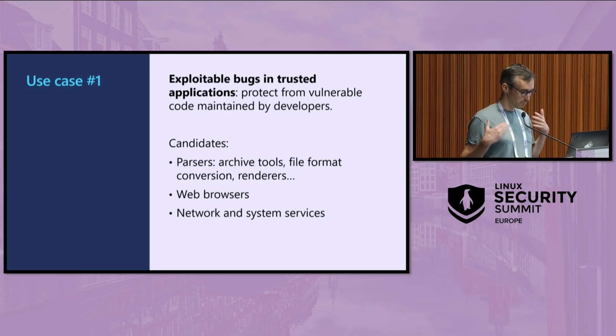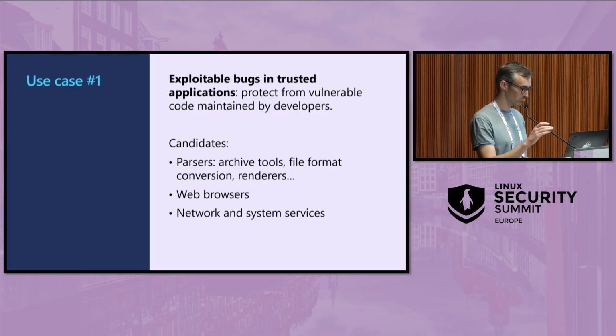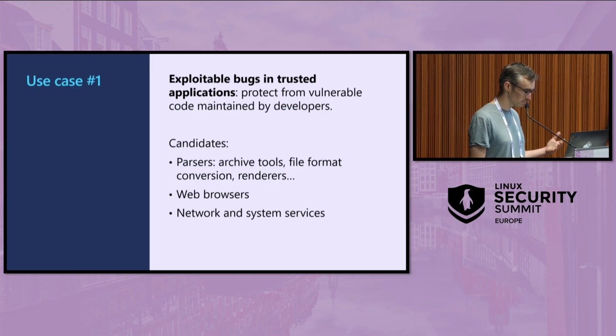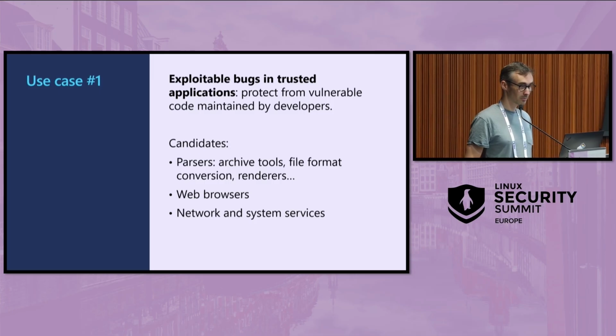So you can enforce a security policy on the kernel objects it knows it needs, but not the other stuff. That's useful for parsers, which are known to be most of the time difficult to write in a secure way. That means archive tools, file format conversion, and so on, but also web browsers, because they are so complex, and everything which is connected to the network and might be reachable by any attackers.